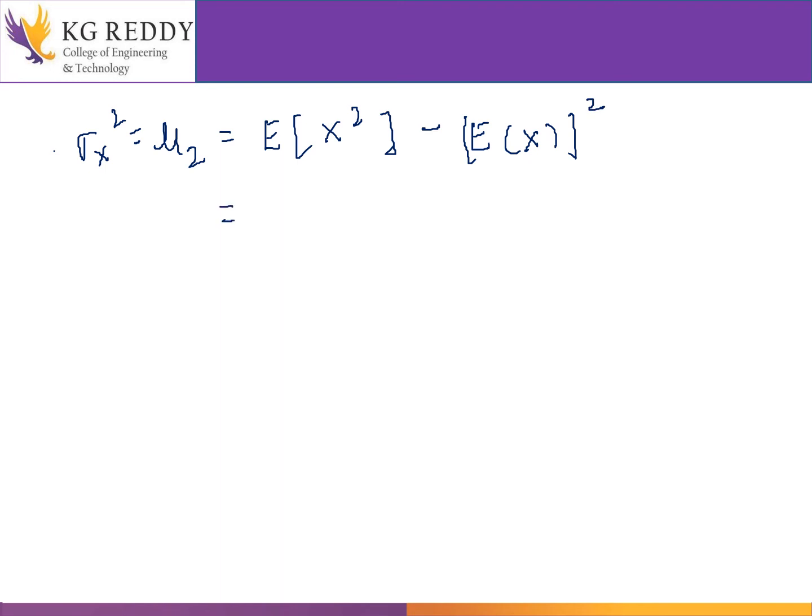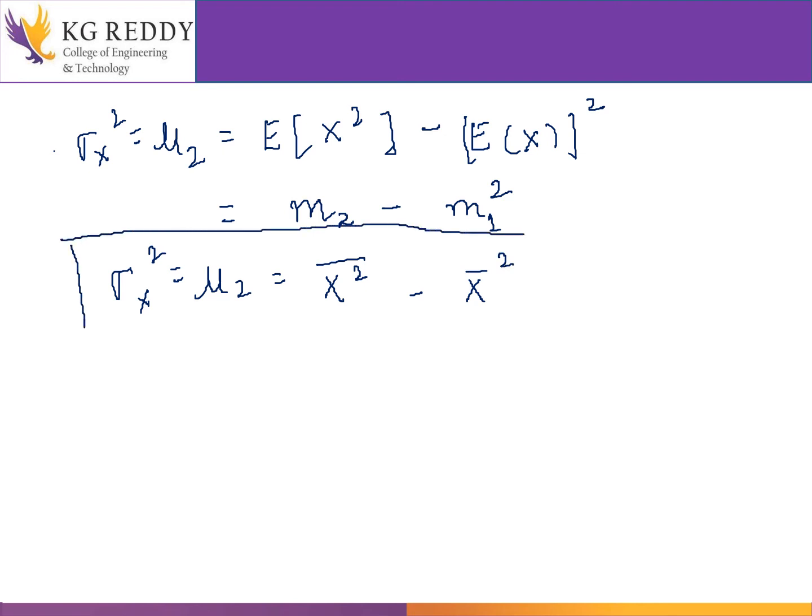Just once again I'll write it here. The last thing we have got, this mu2, that is the variance, can also be written as sigma x square is equal to mu2. Mu2 is nothing but what we have got: the expectation of x square minus the expectation of x, this whole square. So the expectation of x square means I can write it as the second moment about the origin, minus the first moment about the origin square, right? M2 minus M1 square. So finally I can write mu2. One way of writing is M2 minus M1 square. The other way is x square bar minus x bar square. So this way also we can represent the variance.